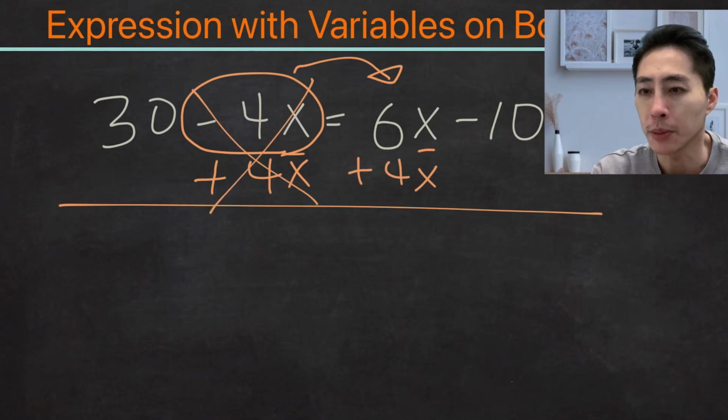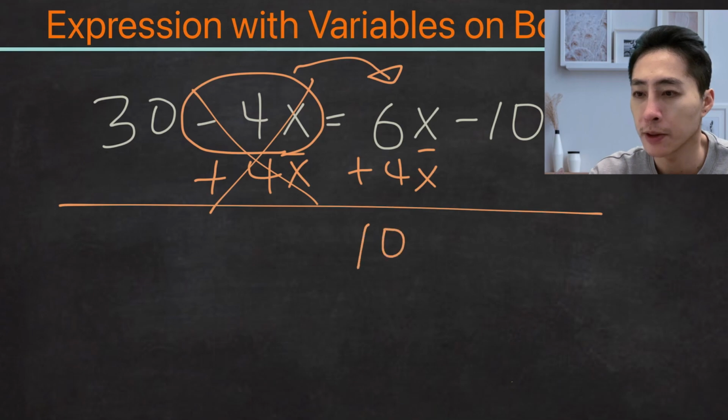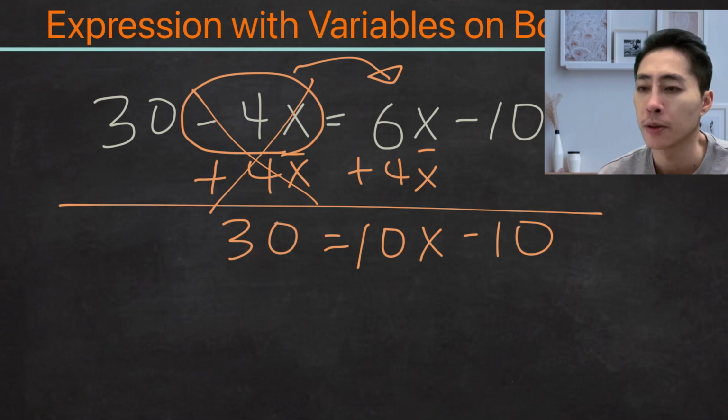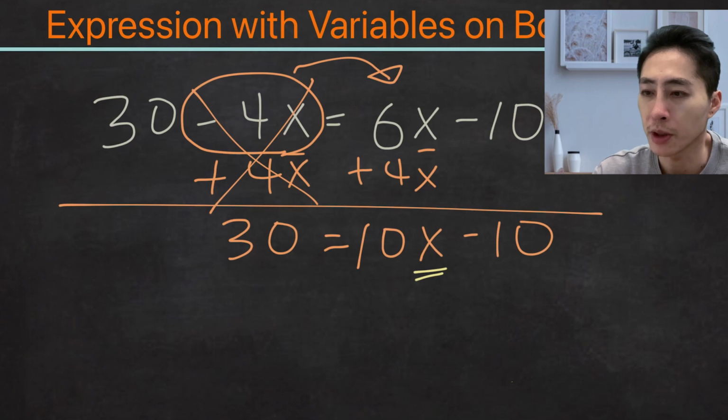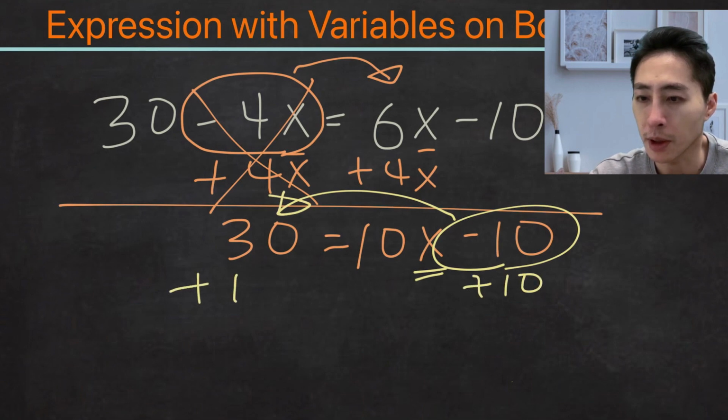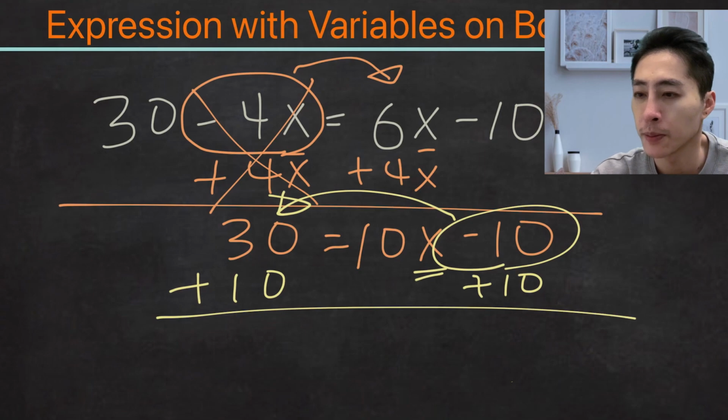So this will eliminate, and then we will have 10x. And then we bring down the minus 10, and then we bring down the 30. Now that we got x on one side, we need to move the number of negative 10 over to the left. So to do that, we need to add 10 here and do the same on the left.